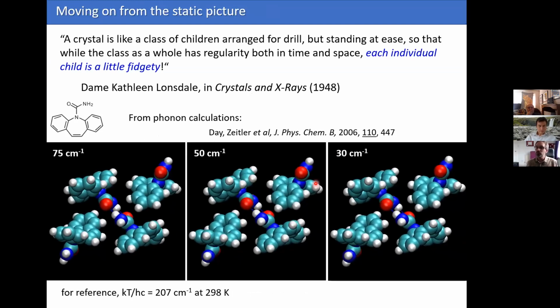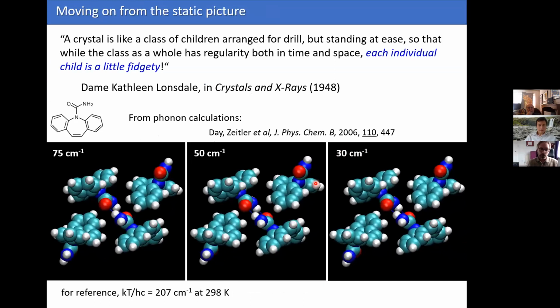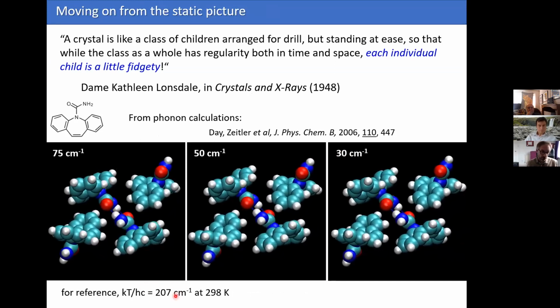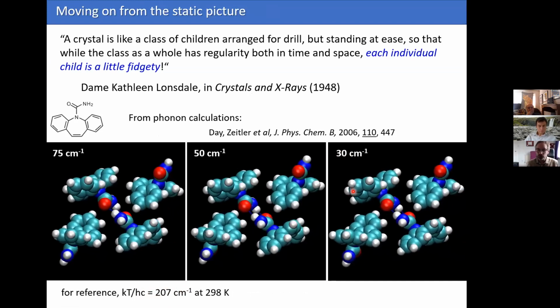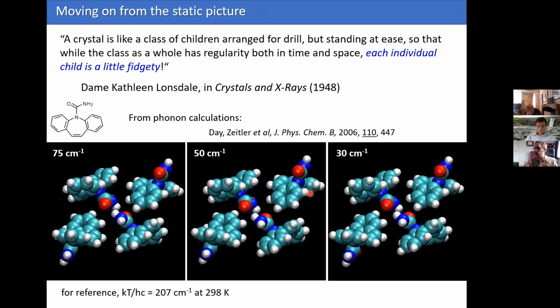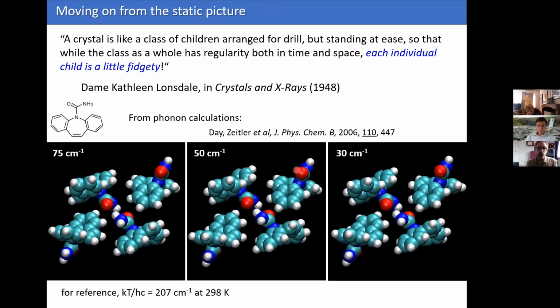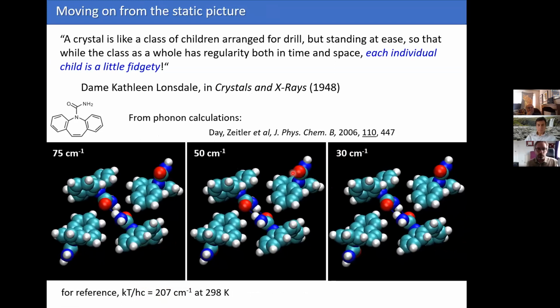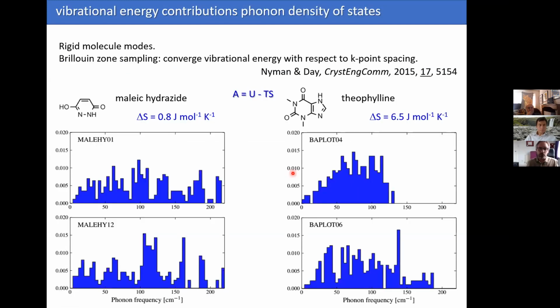The energies of these vibrations are very small, okay? Thermal energies at room temperature are about 207 wave numbers. These are all vibrations under 100 wave numbers. So they're very well populated at room temperature. So molecules are actually vibrating about, and that impacts on things like free energies and entropy differences between structures.